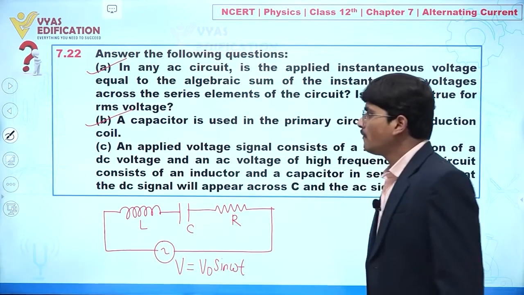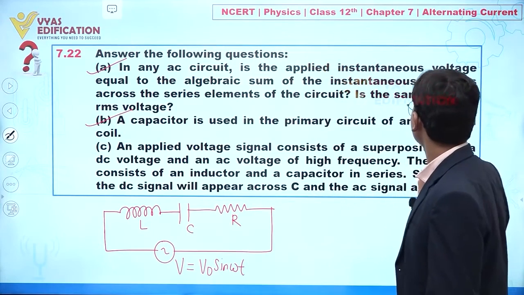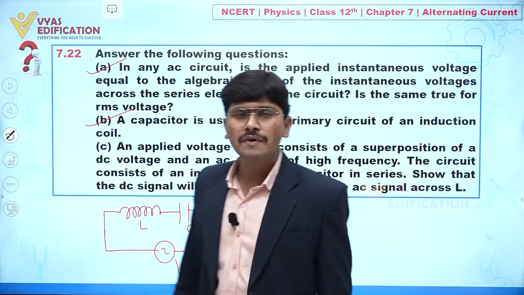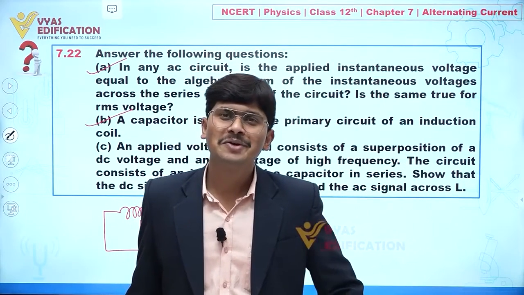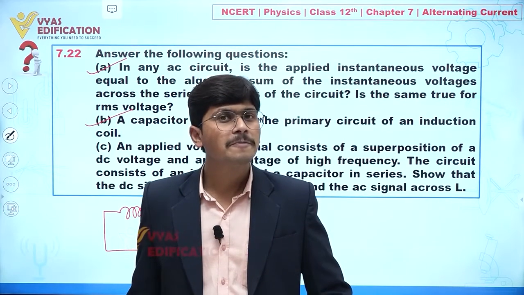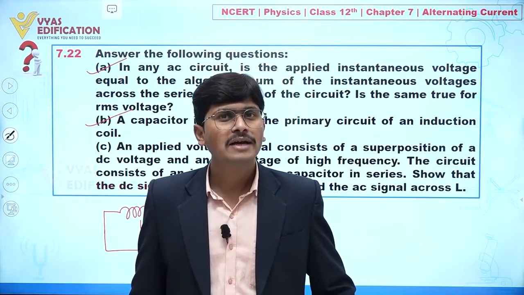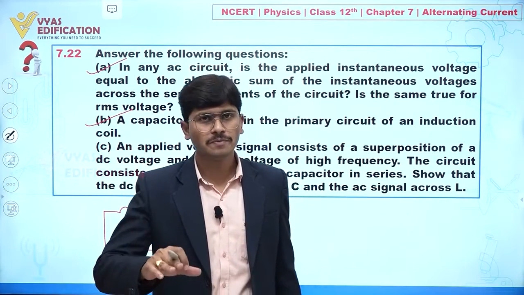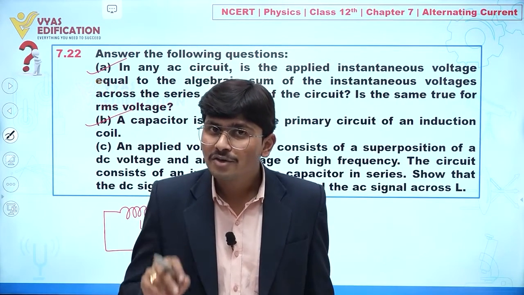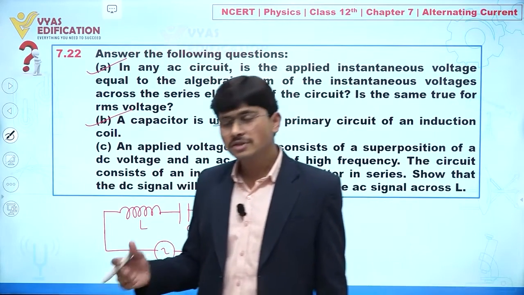Now if I am going to discuss part number B: a capacitor is used in the primary circuit of an induction coil. Why? Let's suppose a primary coil breaks, clear? At that time, initially a steady current is flowing in that primary coil, and finally it comes to 0 after a certain interval of time, it means the value of current decreases.